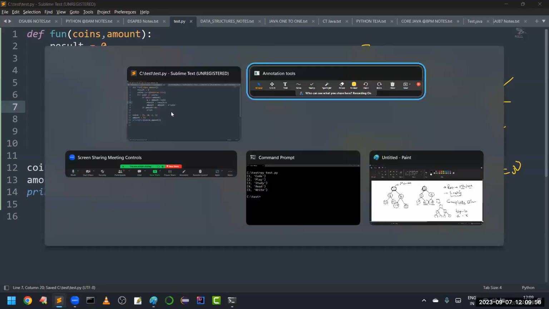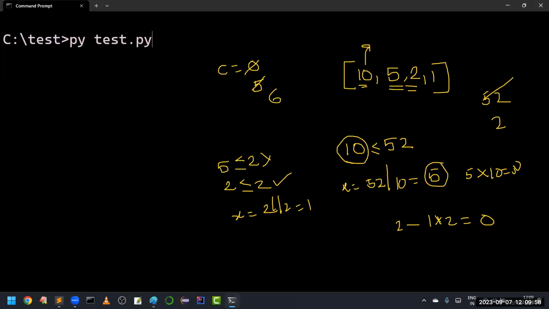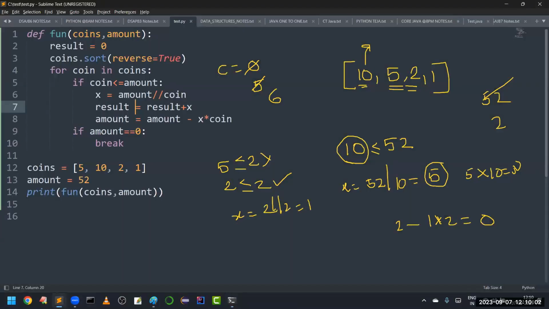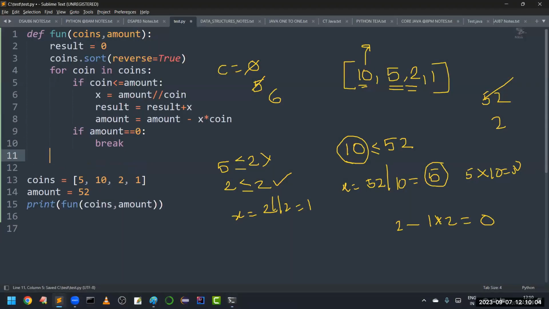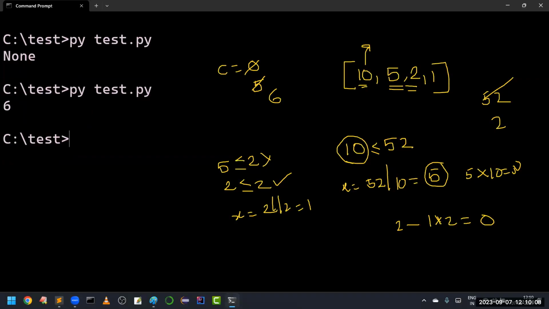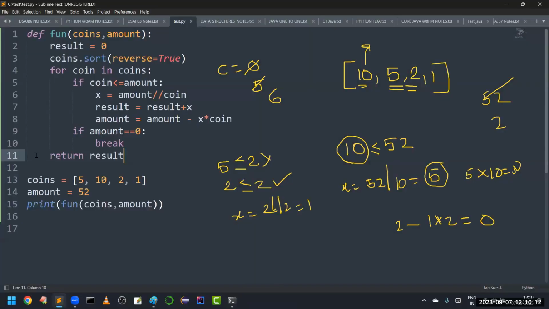Now observe carefully. I'm going to run the program. Since the value of amount I have given is 52, we are getting none, because we have to return the result at last. Now you can see total how many coins are required? 6 coins.